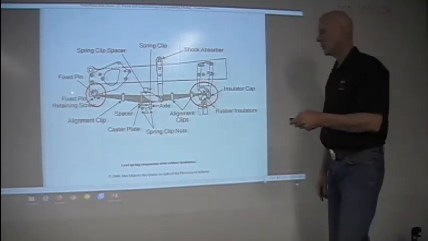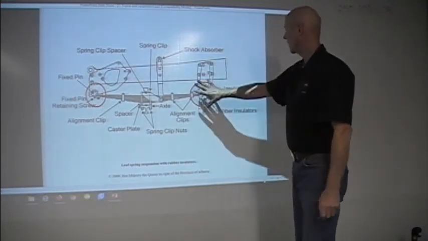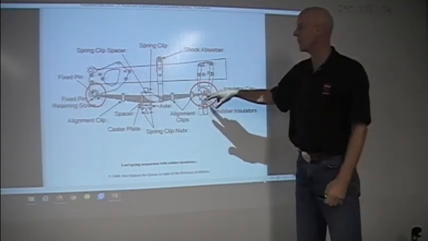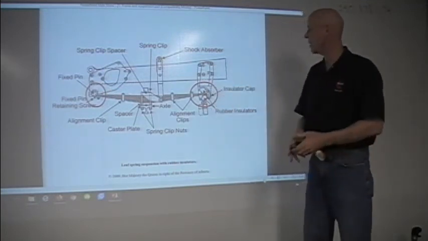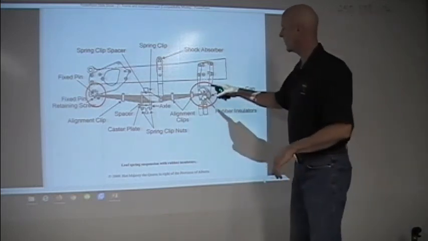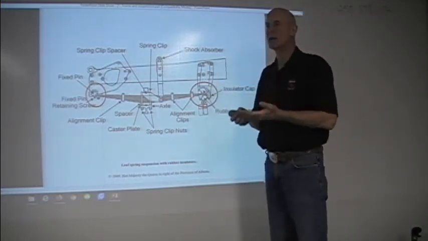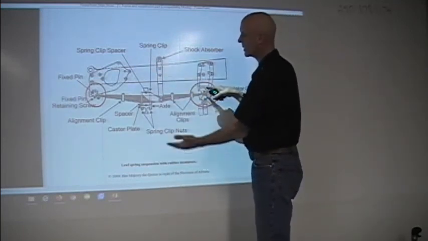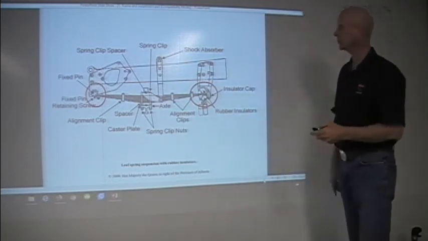And again, our front is fixed, and this is on an International. So what we have here is we don't have a spring pin, but what we have is a rubber or a nylon rubber block. And what that does is allows the spring to slide back and forth as this moves up and down and changes the length.